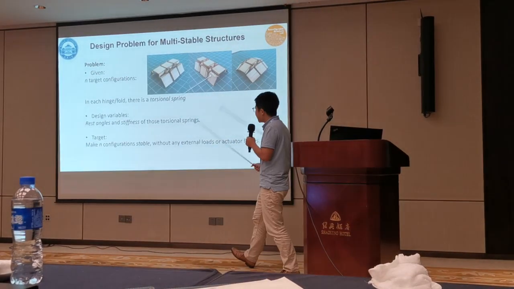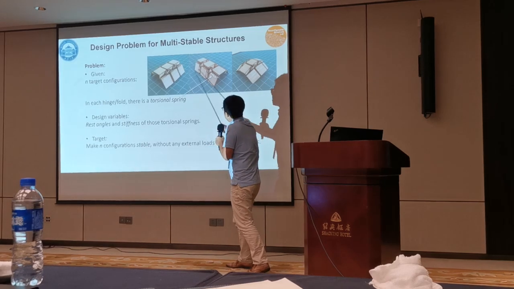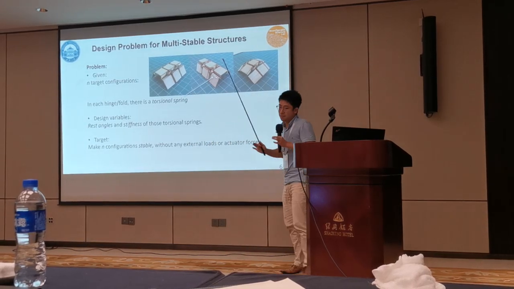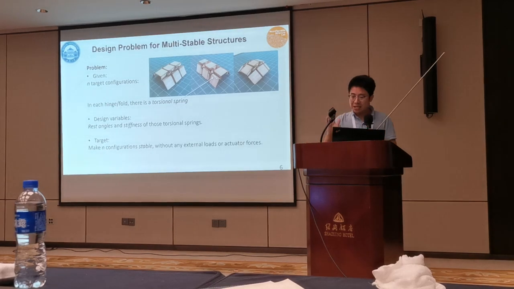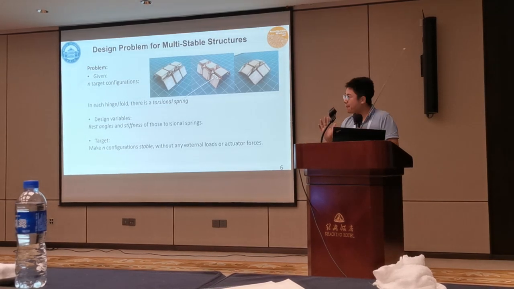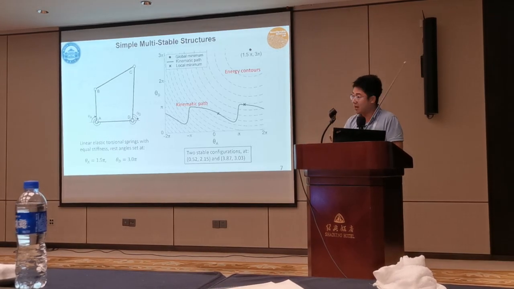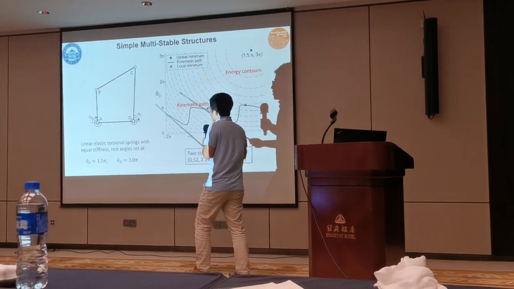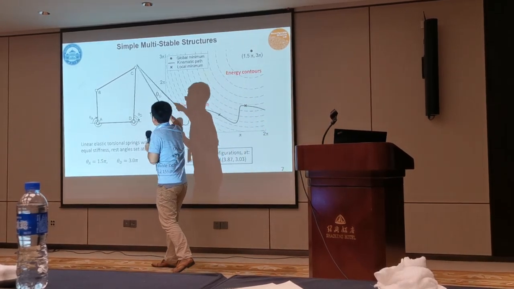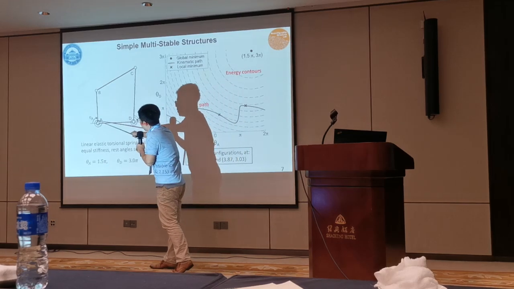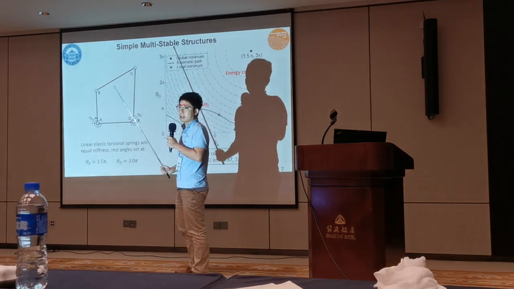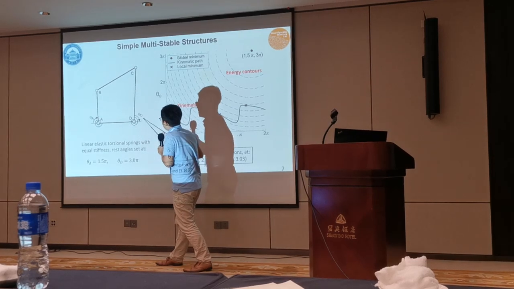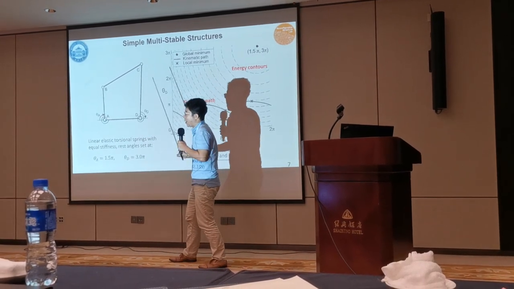So what do I want? I want this N configuration, let's say 3 for now, to be stable, just by design. That's my design target. So is that possible? I started with a rather simple example to see if it is possible. So here is a 4-bar linkage, right? And then we mount 2 torsional springs on it. It's really simple.